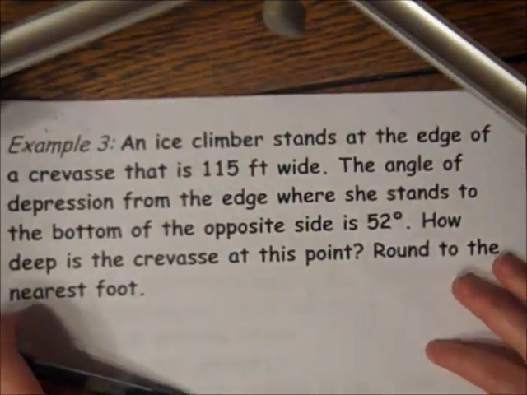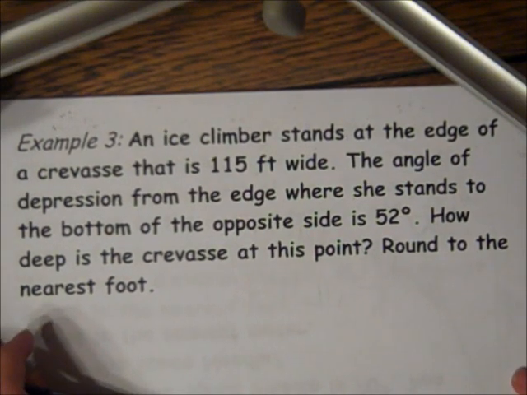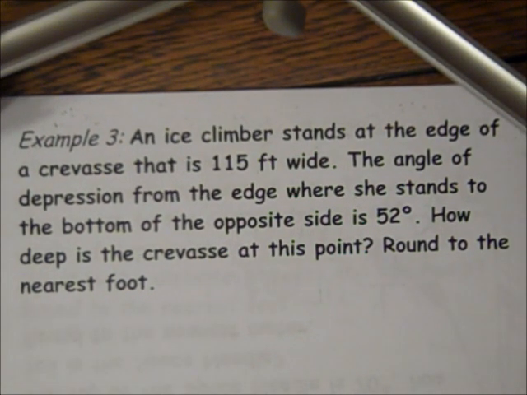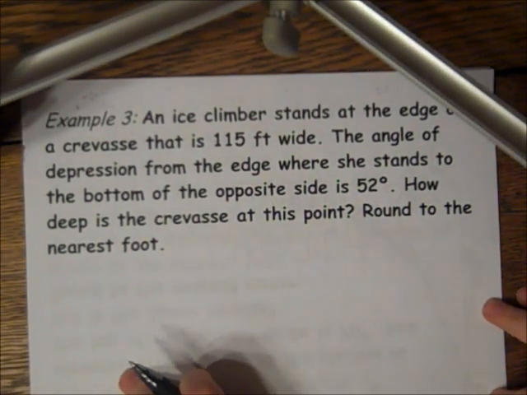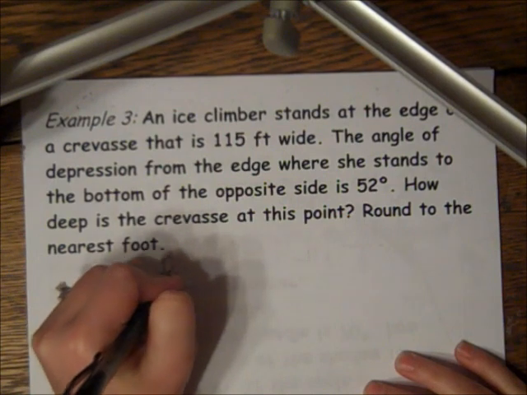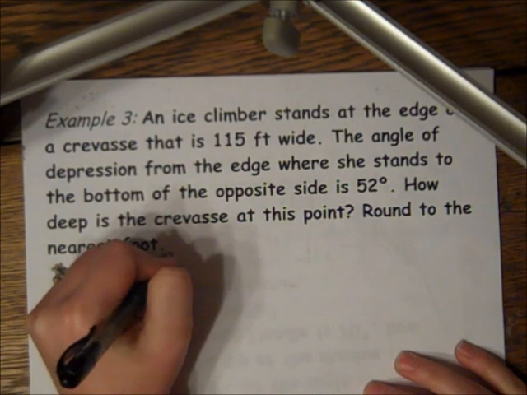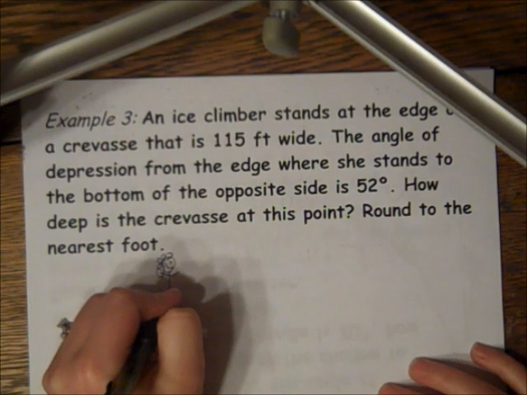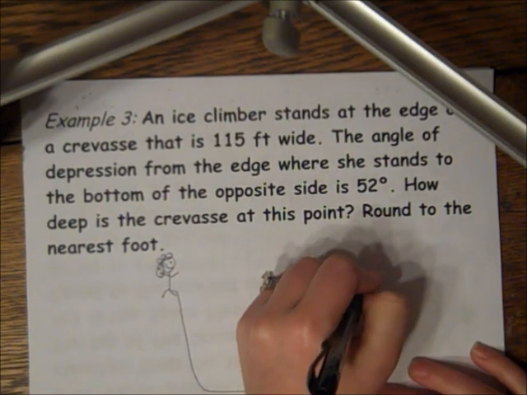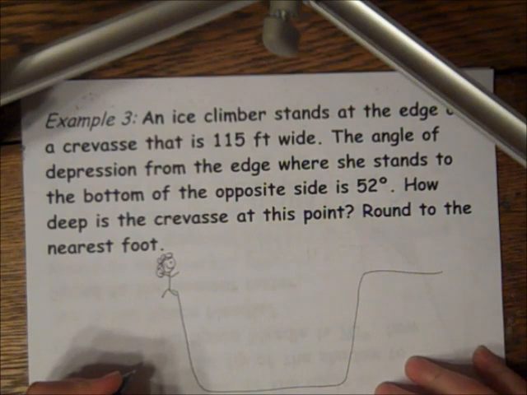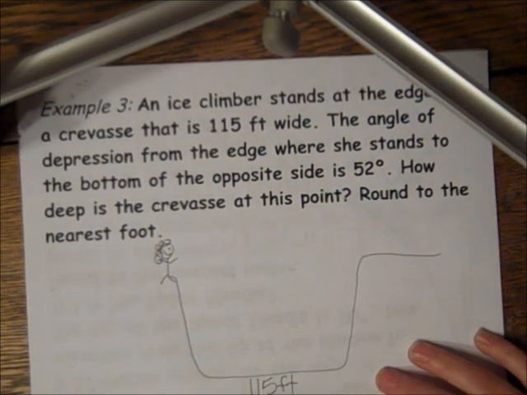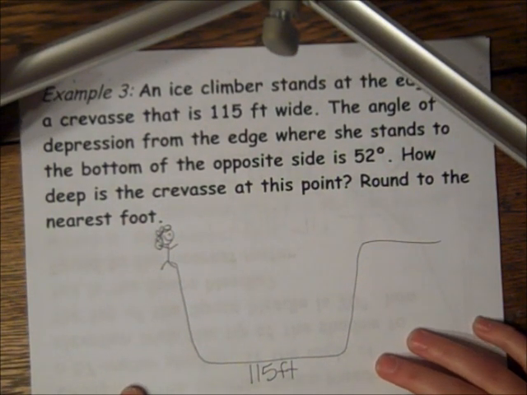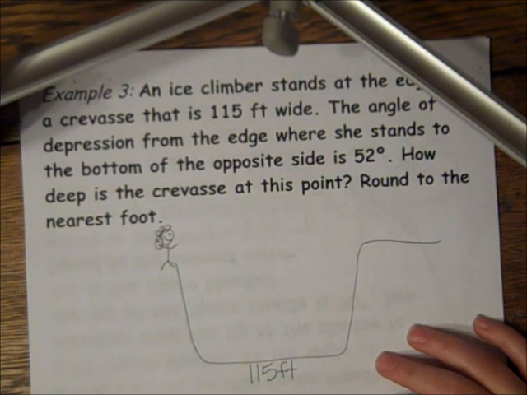Example 3. An ice climber stands at the edge of a crevice that is 115 feet wide. So first let's draw this picture. I'm going to zoom out just a hair. Okay, so here's your ice climber. And here is going to be basically your big hole for your crevice. And here at the bottom, that is going to be 115 feet wide. The angle of depression from the edge where she stands to the bottom of the opposite side is 52 degrees.